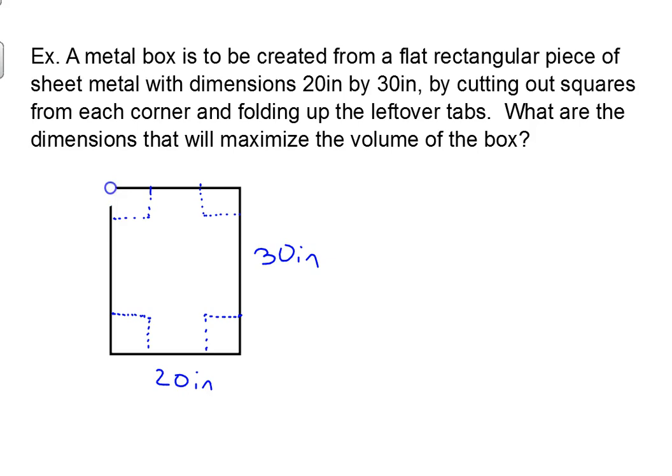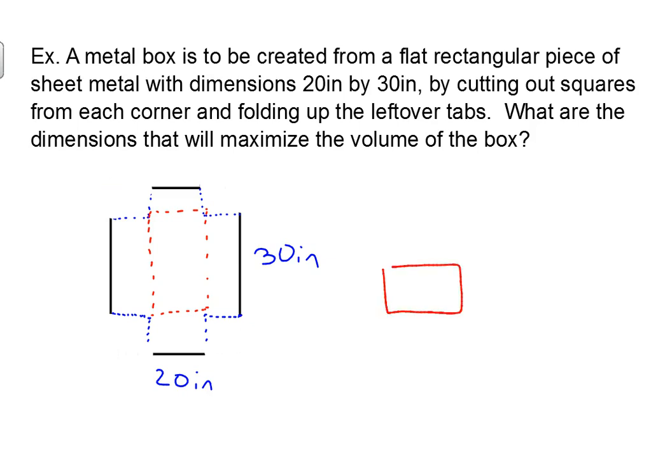If these squares disappear, what I get is a shape that looks like this, correct? If I cut these squares out, I get this, right? Now, I'll have these little leftover tabs here, here, here, and here, that I'll then fold up to make a box that would resemble something like this. All right? So that's what I want to do.